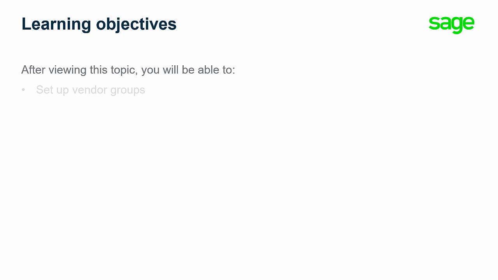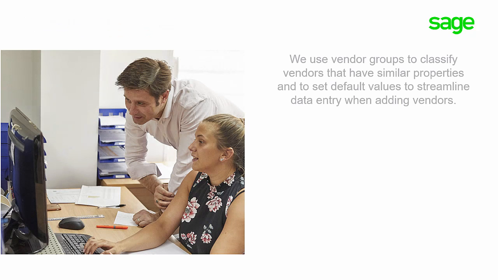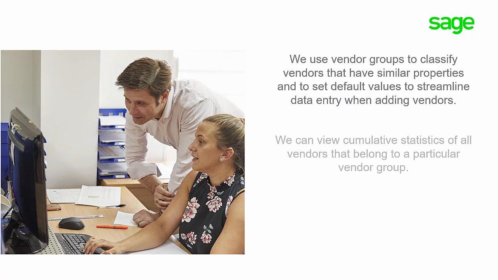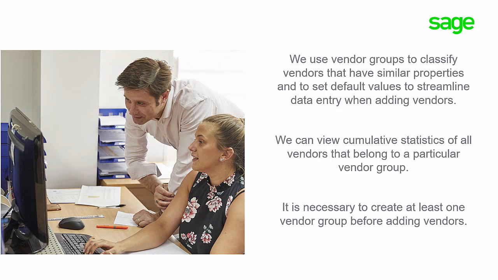Over the next few minutes, we will show you how to set up vendor groups. We use vendor groups to classify vendors that have similar properties and to set default values to streamline data entry when adding vendors. We can view statistics for all vendors that belong to a particular vendor group. It is necessary to create at least one vendor group before adding vendors in Sage 300.